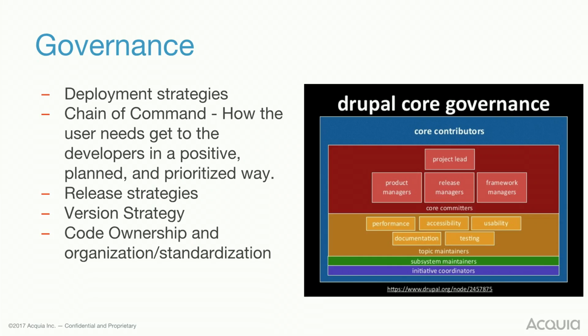Governance. You need to have governance in your project. You need to know how you are deploying to production. It's not like, hey, copy the Drupal site to production. You have to have a strategy for that. It's only going to happen when we close this type of task, it's only going to happen when we have a hotfix, etc. Have a chain of command, always make sure your changes get to the developers the right way.